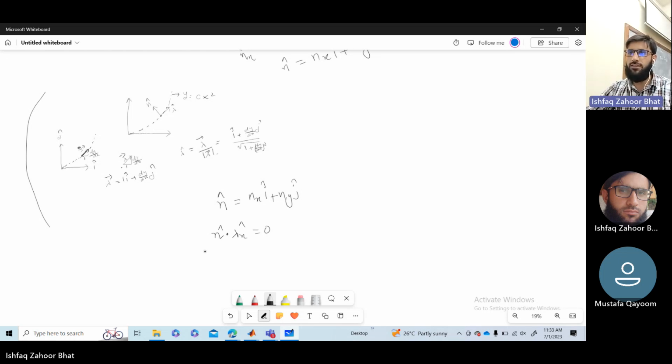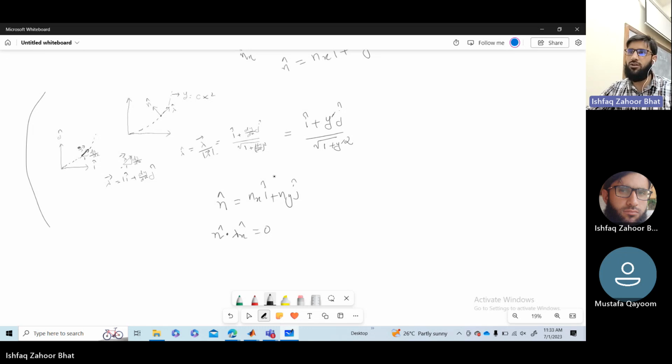And what is n? It is nx i plus ny j. And what is lambda? This is this. So let me make it short and write it like this: i plus dy by dx, I will call it y dash, j, upon under root of 1 plus y dash square. Okay, so when I take the dot product of this n and lambda hat, what will I get?